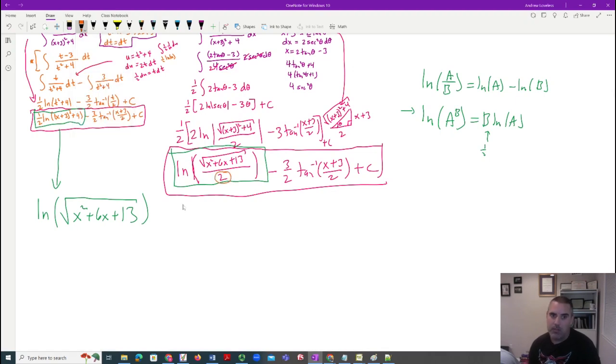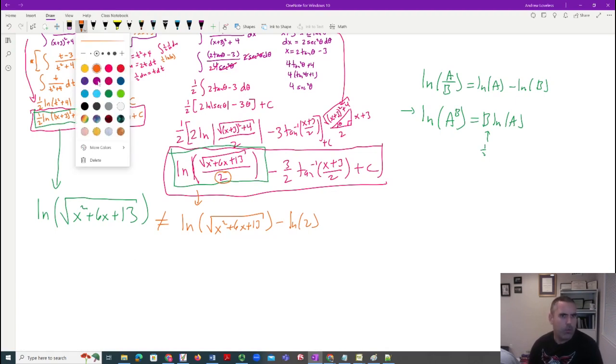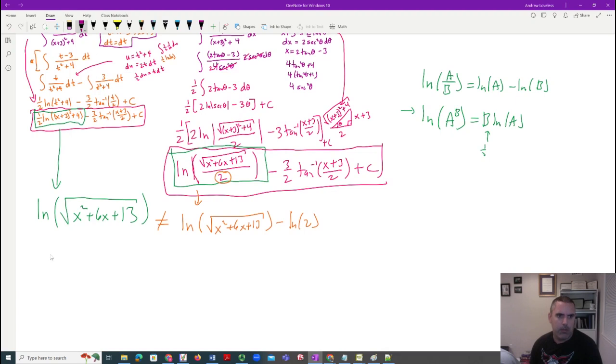So you say, well, what about that 2? Well, this can be written as the log of the square root of x squared plus 6x plus 13 minus the log of 2. And the truth is, those are not the same. So did we mess up? No, the goal was to find a general antiderivative. If you take this and write it, my answer using the separation technique is this, and then we have this other thing that's the same. Arctangent of x plus 3 over 2 plus c.